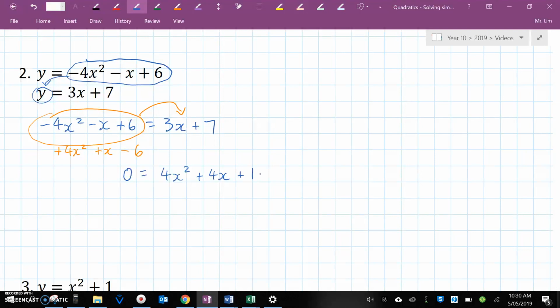Here we have a quadratic trinomial, but we can't factor out any common factors, so it has to be non-monic because the coefficient in front of x squared is not 1. That means we are going to multiply 4 and 1 to equal 4, and we're looking for two numbers that multiply to 4 but add to positive 4. Those two numbers are 2 and 2. So, I'm going to split this 4x into 2x plus 2x.